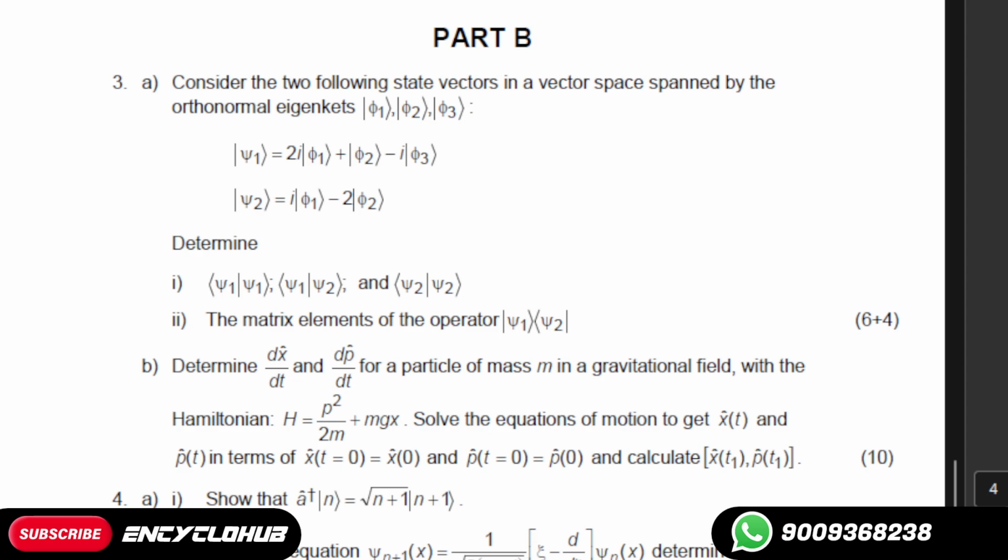So this question number 3A is: consider the two following state vectors in a vector space spanned by the orthonormal eigenkets phi1, phi2, phi3, and the psi1 and the psi2 is given here. Determine psi1, psi1, psi1, psi2 and psi2, psi2, the matrix elements of the operator psi1 and psi2. So this is the question which you need to solve.